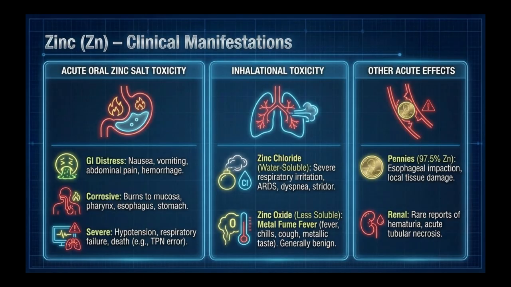Regarding other acute effects, ingested zinc-containing objects like pennies, which are composed of approximately 97.5% zinc, can become lodged in the esophagus. When these coins come into contact with gastric acid, they can release zinc ions that may damage the local esophageal tissue. Rare instances of kidney complications have also been reported. These include hematuria, which is blood in the urine, following ingestion of liquid zinc chloride, and acute tubular necrosis associated with intravenous zinc sulfate administration.